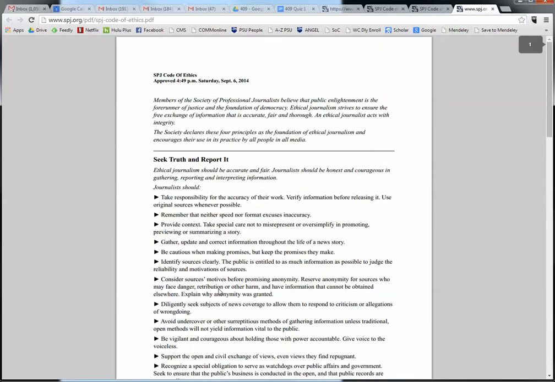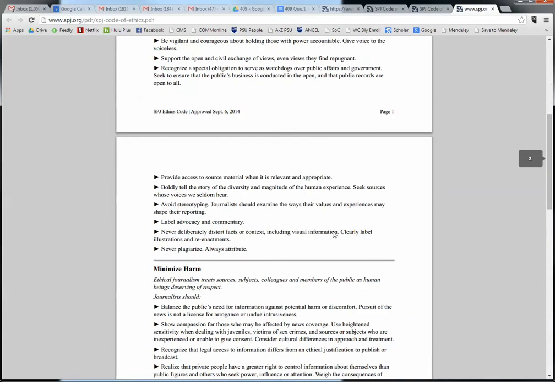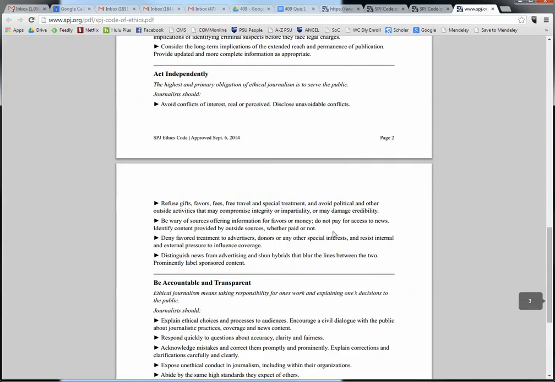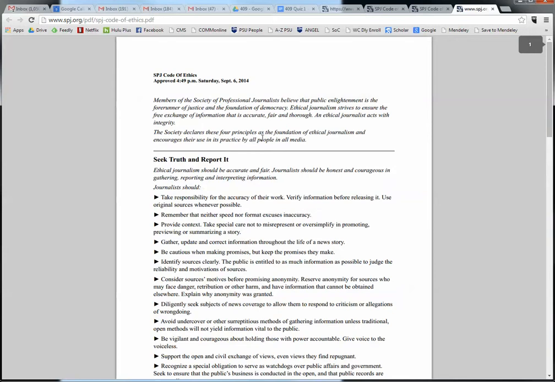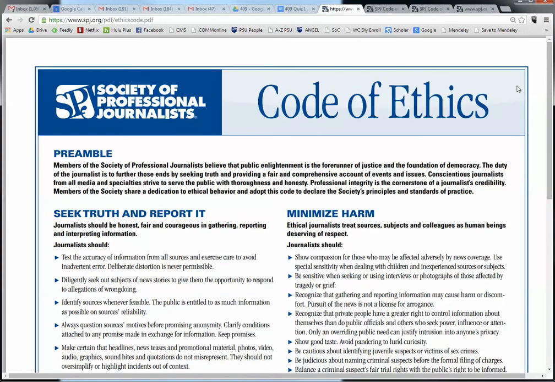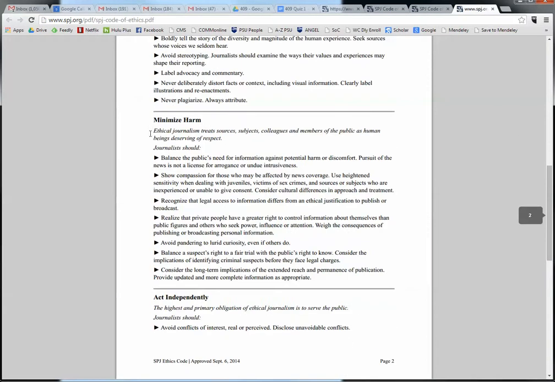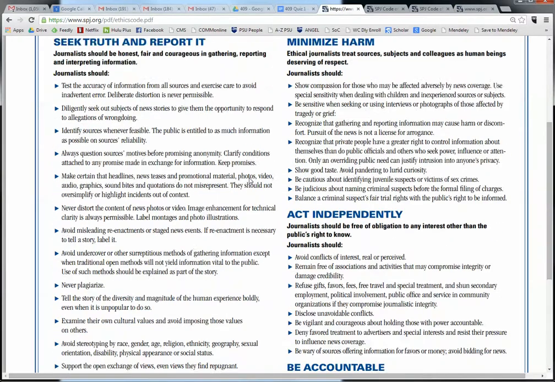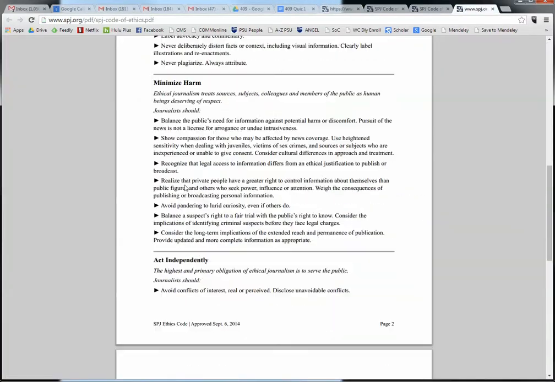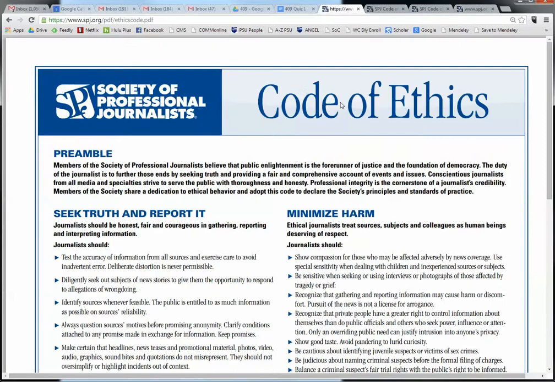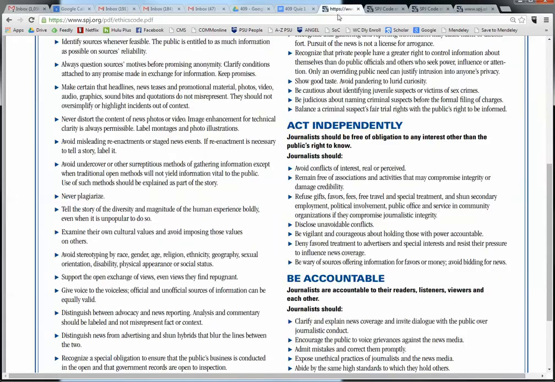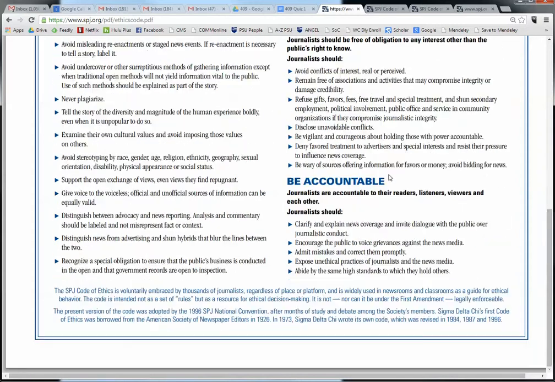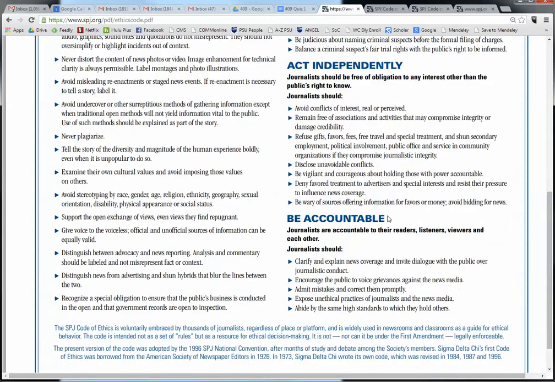And there are some subtle differences that probably aren't going to make that much of a difference, but there are some pretty important differences. Like, for example, look at the headings. Seek truth and report it. Minimize harm. Act independently. Be accountable and transparent. What? So it's a little bit different. Be accountable and transparent has changed a little bit.